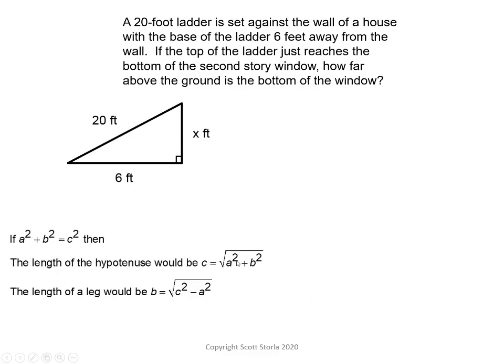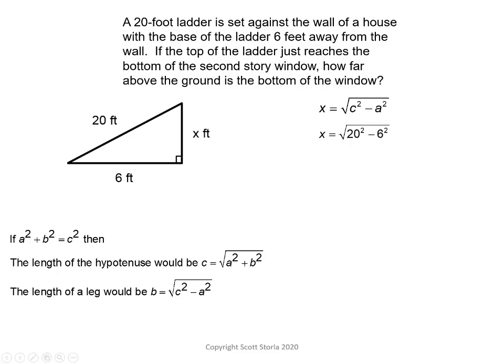I have two forms to choose from. This is a leg, so I'm going to have to choose this form since I'm trying to find the length of a leg. So I'll write that down. And then C is the hypotenuse distance. That's going to be 20. A is the other leg that I know. That's going to be 6, so I put those in.